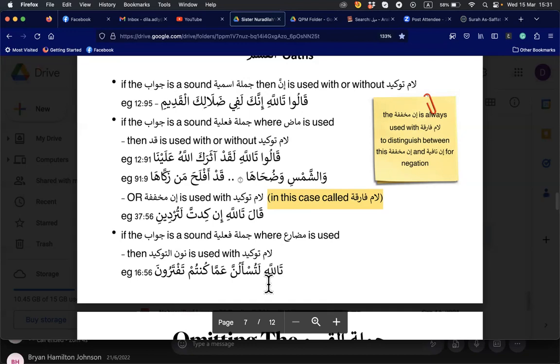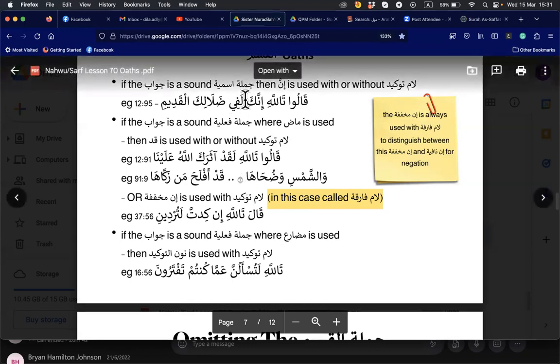Is it like laqad dan waqi'ah? Yes, exactly. Okay, so these are all lam taukids, right? This is also lam taukid, but with a different name. This is not the starting of the jumlah of the jawabul qasam, right? So we don't call this lam the lam waqi'ah.